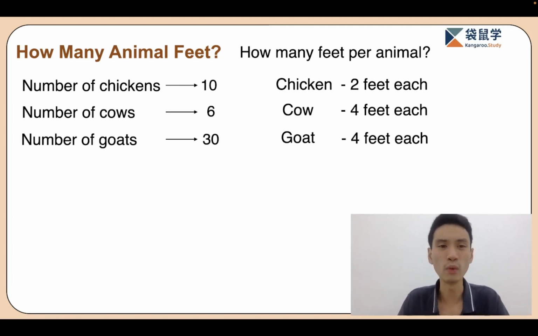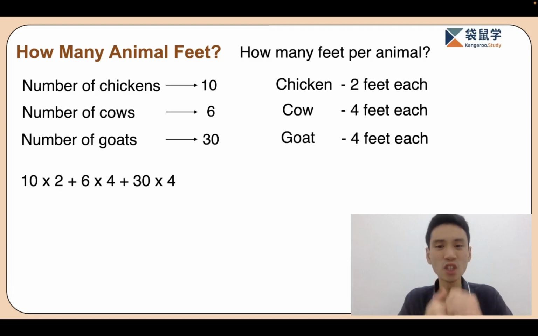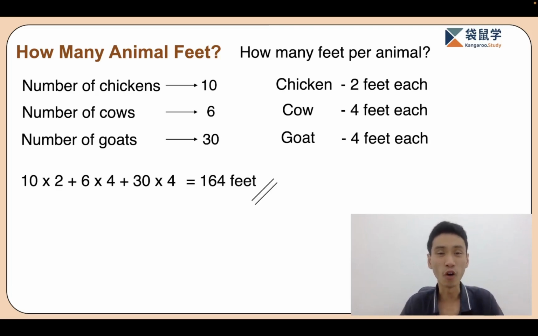That's right. We would take each of the quantities of the animals and multiply by the number of feet per animal for that particular animal. So, we would get 10 times 2 for the chickens, plus 6 times 4 for the cows, plus 30 times 4 for the goats. And so, how many feet are there in total? There would be 164 feet.